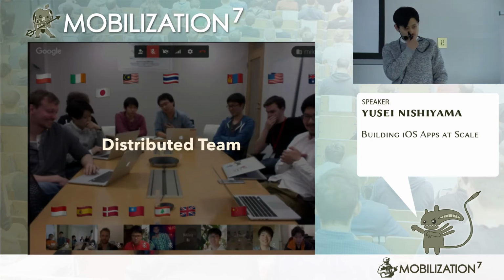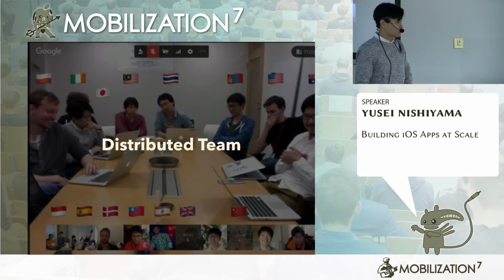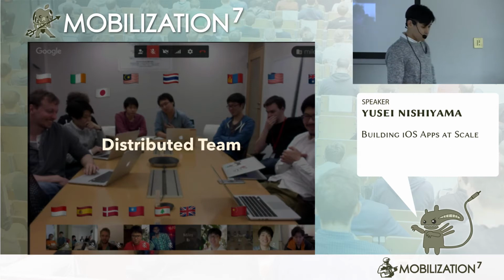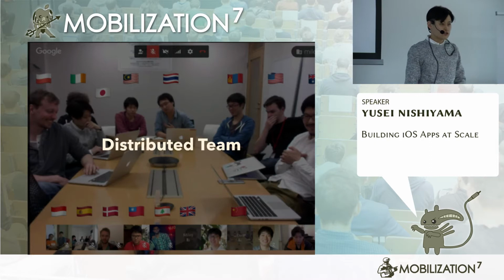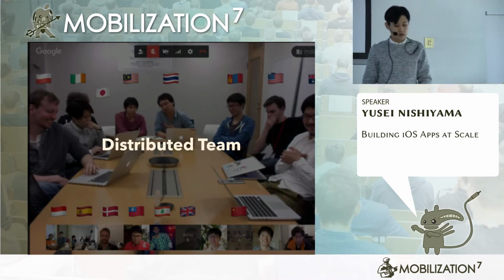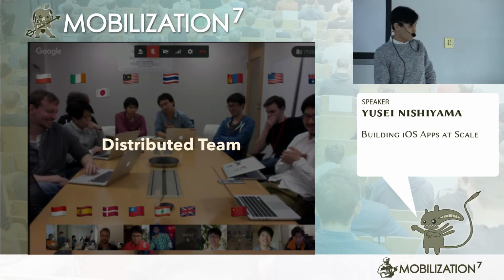We have headquarters in the UK and Japan and branch offices in Spain, Lebanon, Indonesia and some other countries. We have 10 iOS developers, 4 of them in the UK, 4 in Japan, 1 in Lebanon and 1 in Colombia.